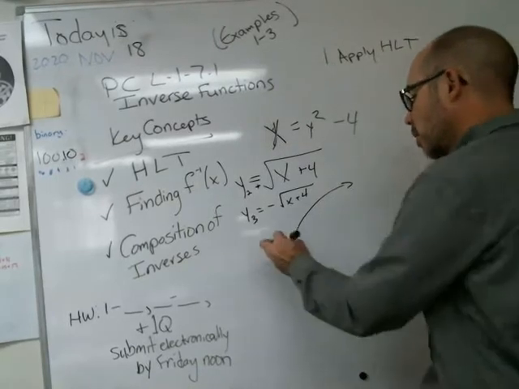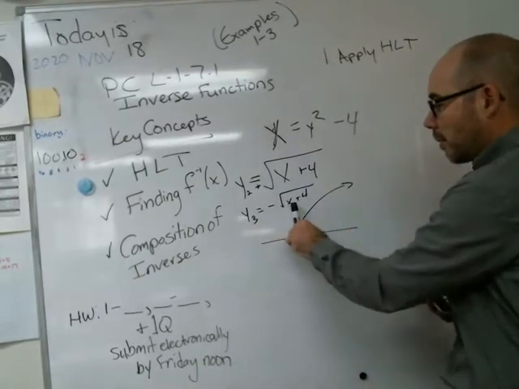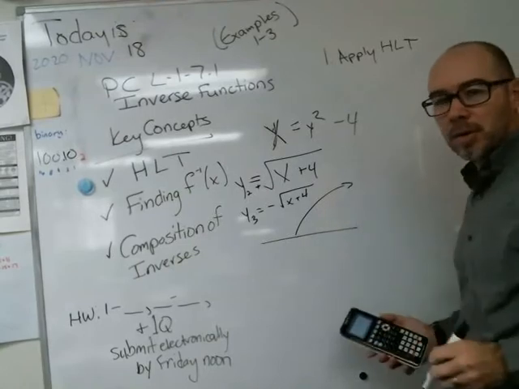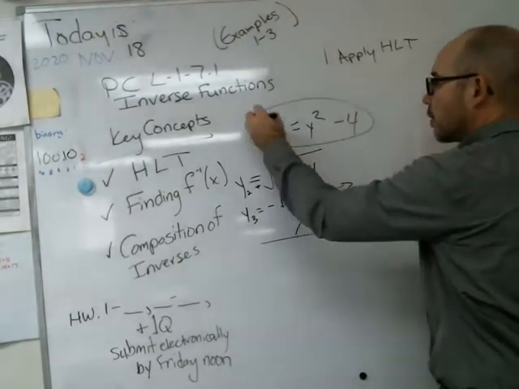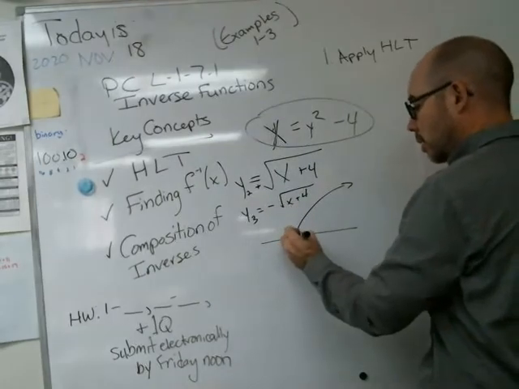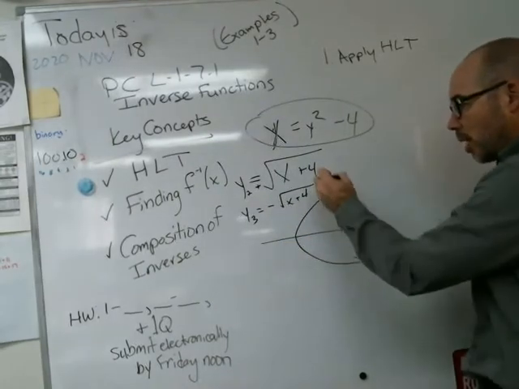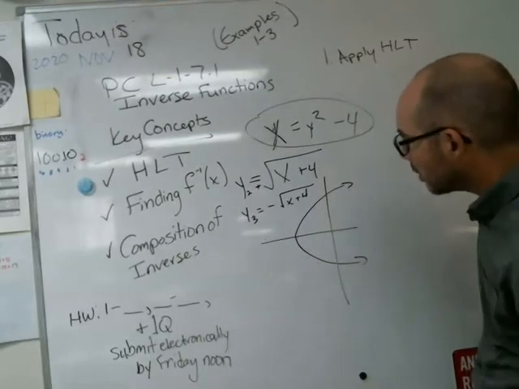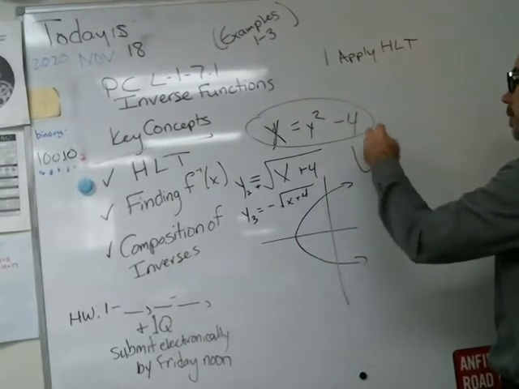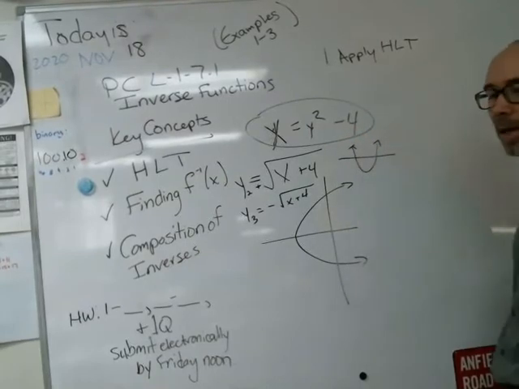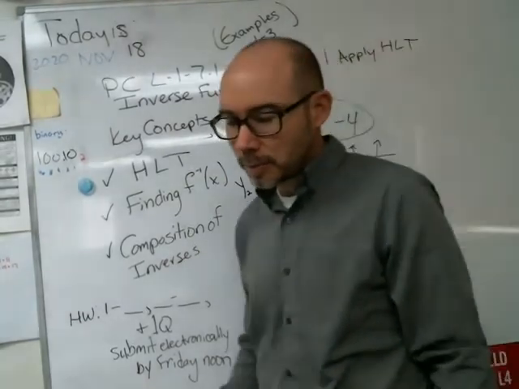But in our regular mode, it's only going to give you half of it so that it's going to pass the vertical line test. But technically, this inverse relation is a sideways parabola that will not pass the vertical line test, because the original function, the parabola, cannot pass the horizontal line test.